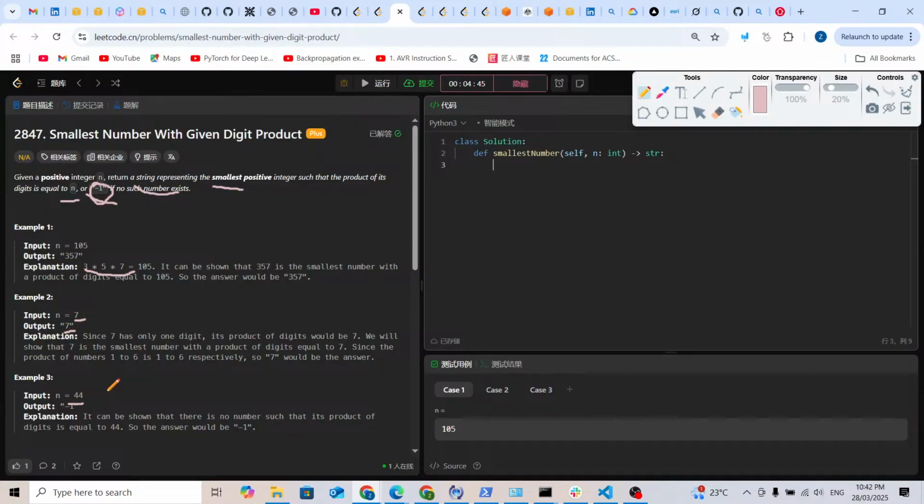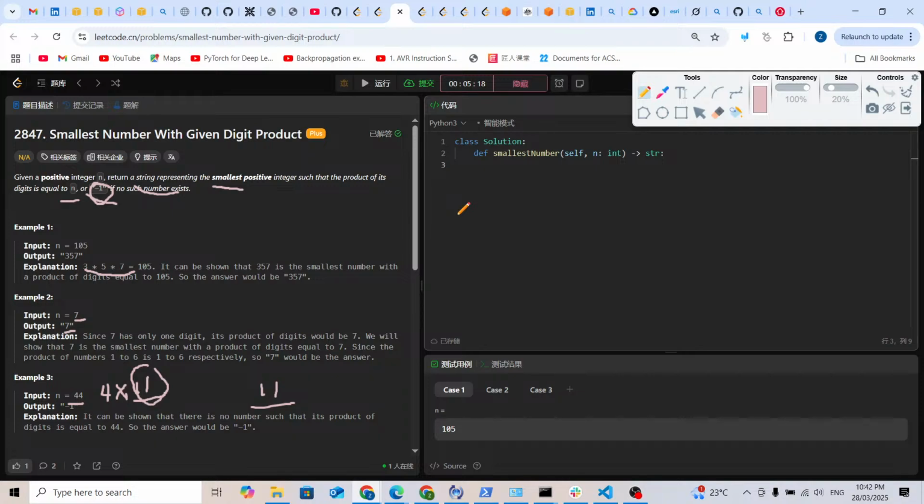For this example, 44, it's going to have something like 4 times 11. So definitely we're going to have the number 11. This means we cannot split 11 anymore. Because we need to get the smallest positive integer such that the product of each digit is equal to n, but for 11 it means 11 times 4. It is not equal to 44 because we cannot split 11 anymore. So that means it is not possible.